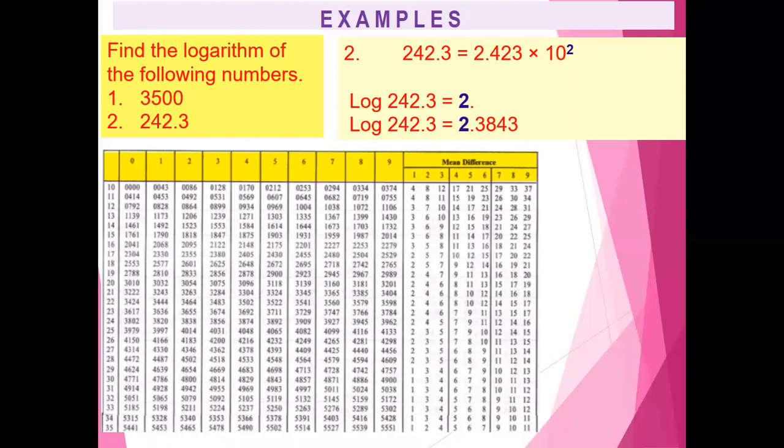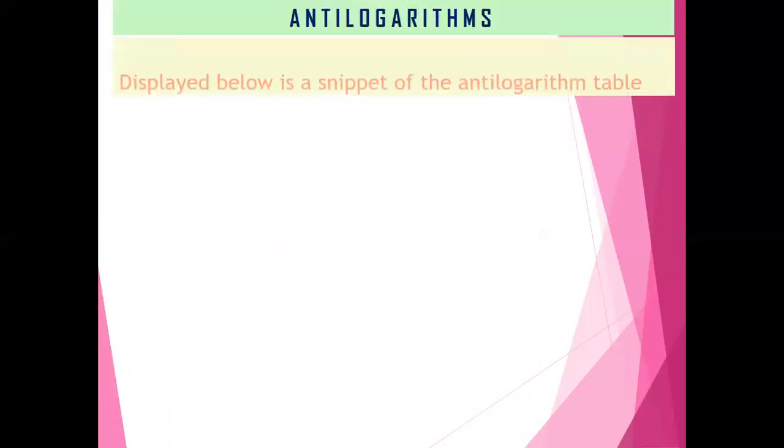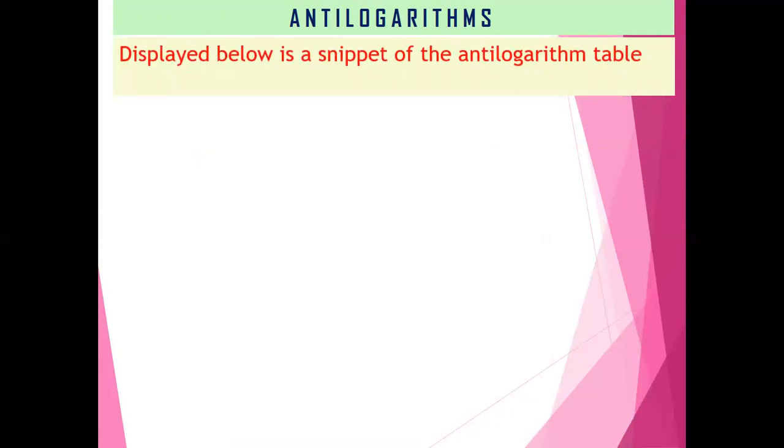You could practice checking for the logarithm of numbers on your own with your table, and confirm with maybe a calculator to check if you are correct. Now, let's talk about anti-logarithms. Anti-logarithm simply means finding the anti-log of the number. It means you found the log of the number already, and you want to go back to the original number. That's when we apply the anti-log.